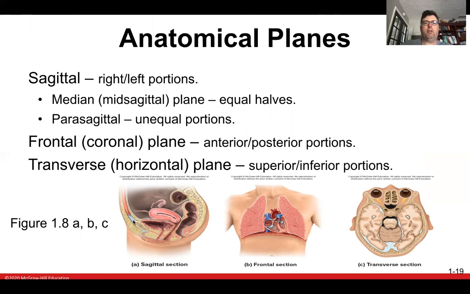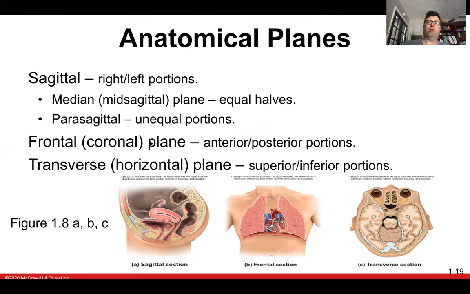So as I mentioned earlier, the sagittal section, here's an example of what the human pelvis, female pelvis, would look like in sagittal section. You've got a right and a left portion. This one happens to be the right. If it's right down the middle, it would be a median or mid-sagittal plane, and you'd get two equal halves. But it is possible for there to be parasagittal sections where the two halves are not equal to each other.